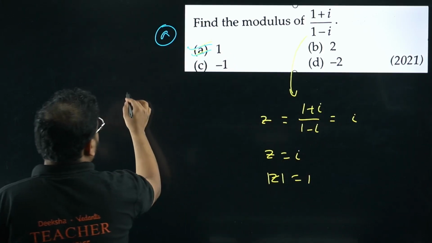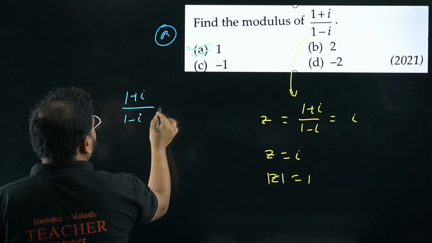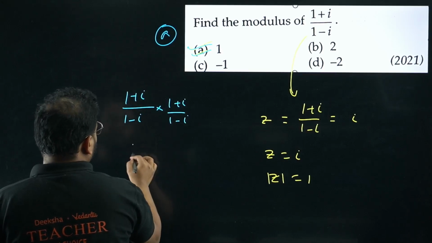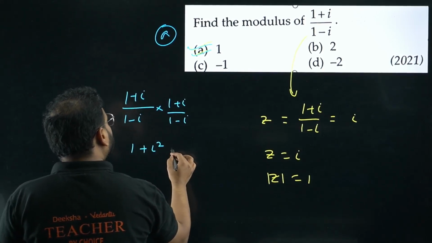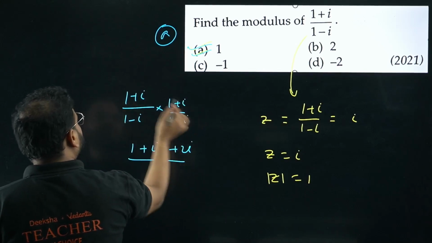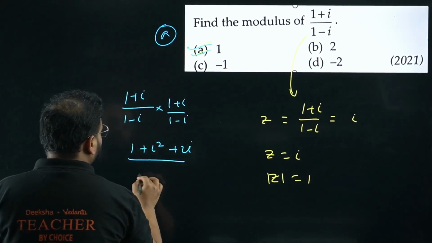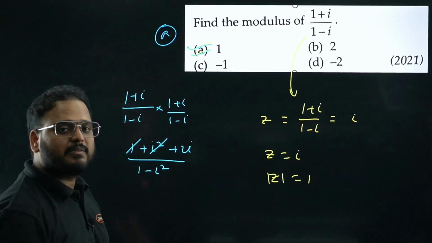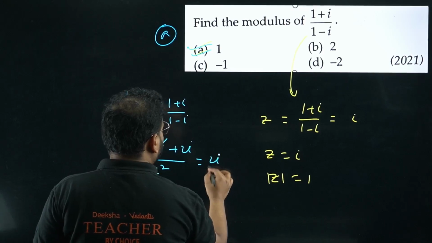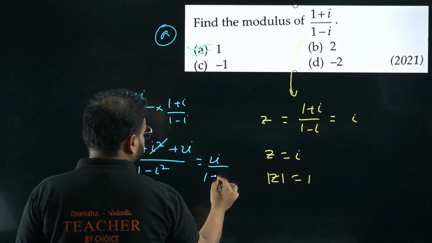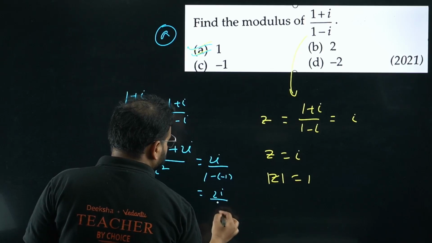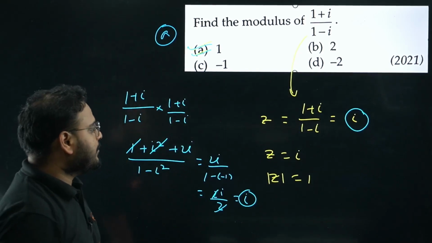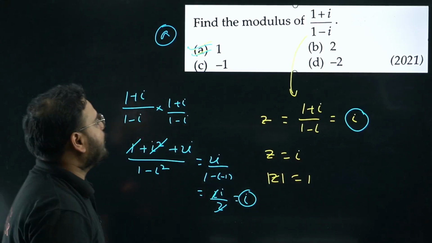Take the rationalization: (1 plus i) into (1 plus i) upon (1 minus i) into (1 plus i). The numerator becomes 1 plus i square plus 2i, which is (1 plus i) the whole square, and the denominator is 1 minus i square. Since i square is minus 1, I get 2i upon 1 minus of minus 1, which is 2i upon 2. The 2 gets cancelled, and the value is i. So the mod will be root of 1 square, simply 1. Option A.